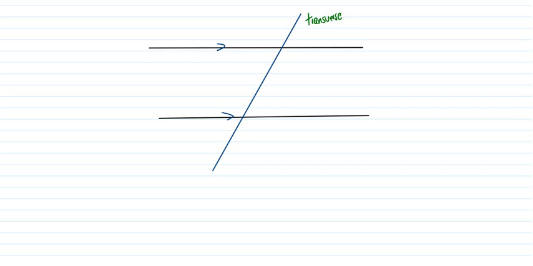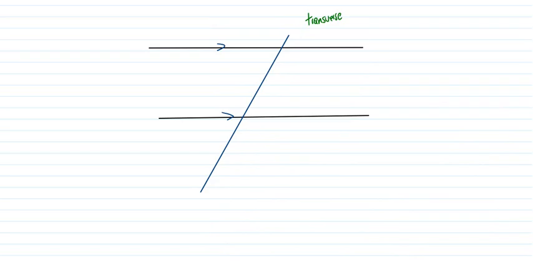Because of the transversal line, you are going to have angles. Before you had the transversal line, if I remove it, do you have any angle between those parallel lines? You don't. There's no angle there. The angles are only there because you have a transversal line.